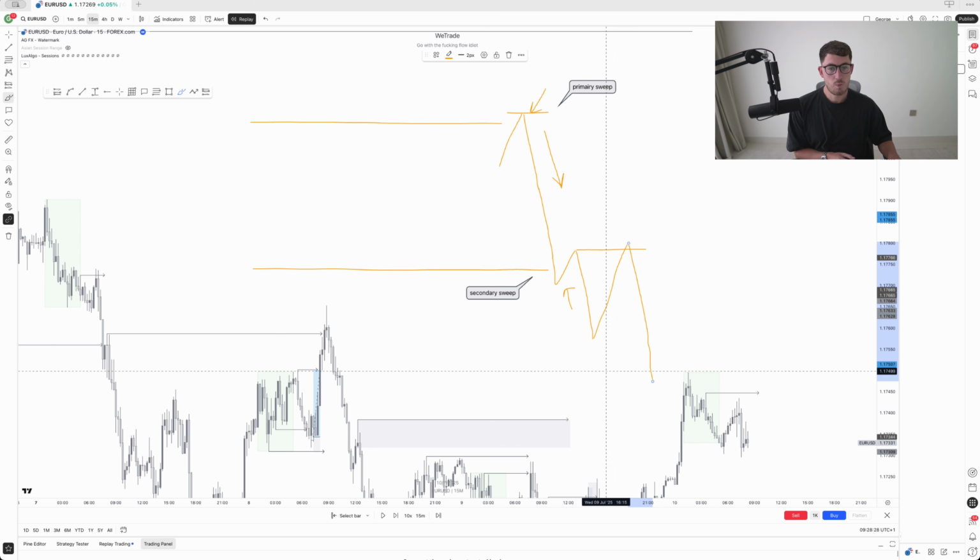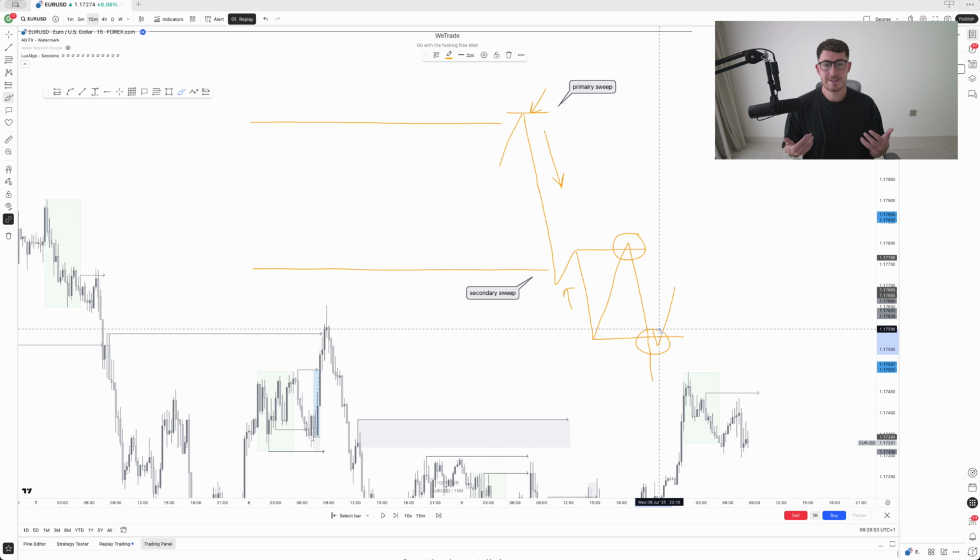But again, what then happens? You get so many people that look at this as a market structure shift. They look at this as potential liquidity, and they try to buy out of this low, expecting the same reaction, but it doesn't happen because this is primary, and then this becomes secondary. Okay, so the concept of primary and secondary is so important. Not all liquidity is the same.